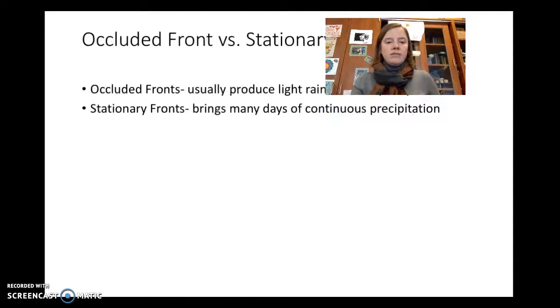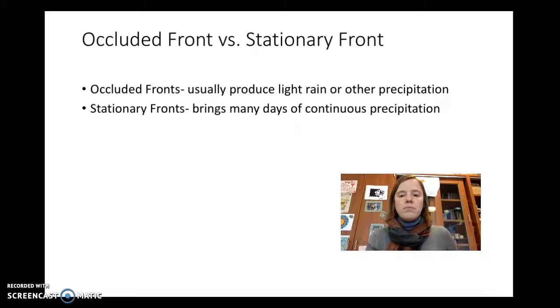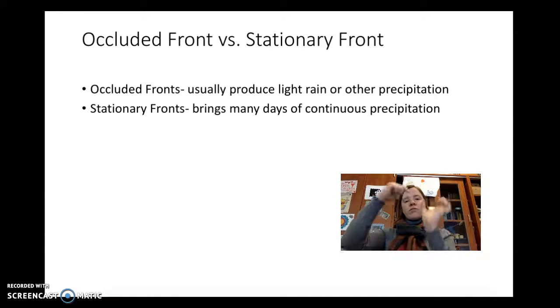Okay, moving on. So now, you don't have to write anything down here, but I just wanted to show you the difference between an occluded front and a stationary front, which we'll talk about more in just a second. The occluded front, you've got light rain and precipitation, and then the stationary front, this is the one where it showed that the two symbols were kind of competing with each other. It's actually just like it's stationary. It doesn't move, so it brings continuous precipitation.